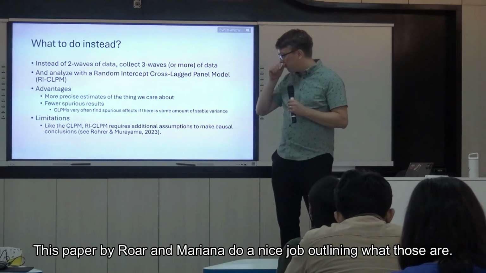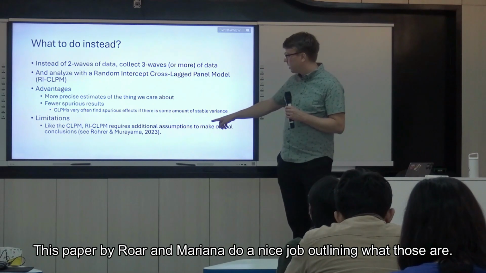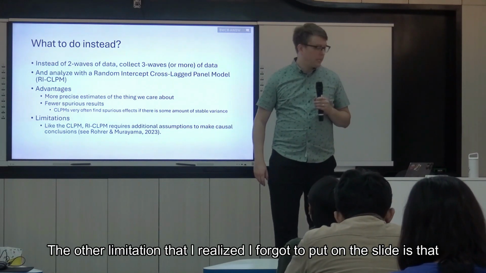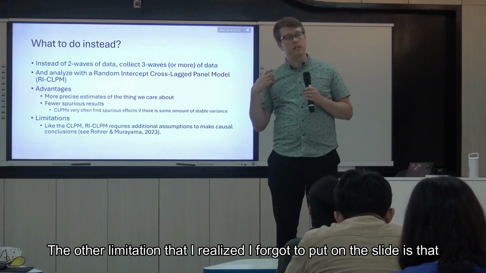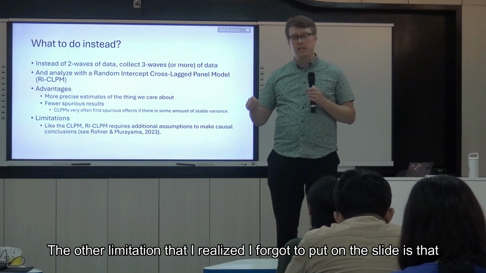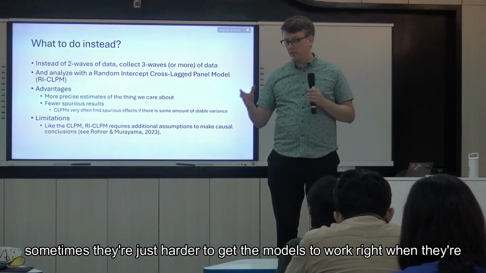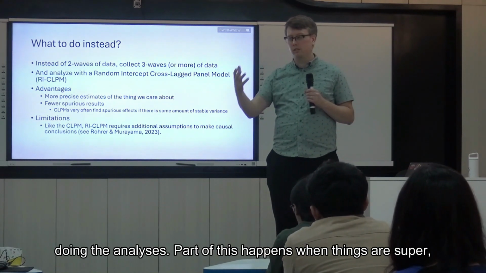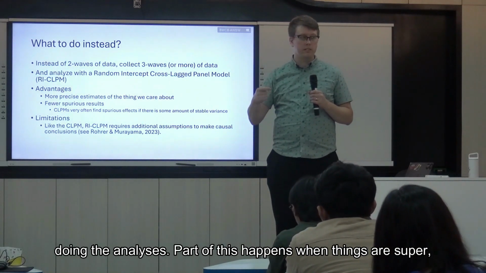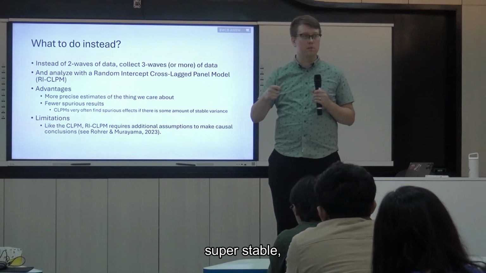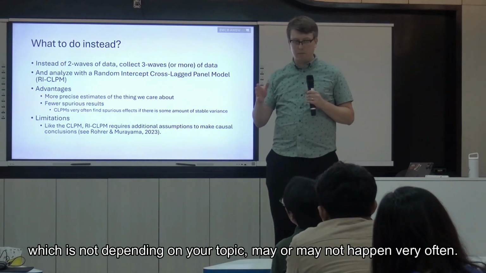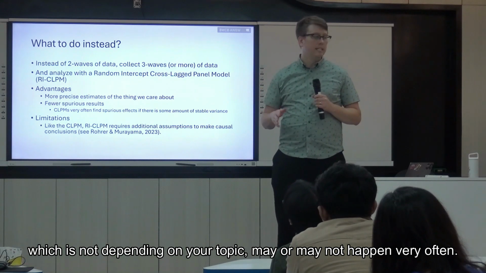The limitations here is that you still require additional assumptions to make causal conclusions. This paper by Roar and Mariana do a nice job outlining what those are. The other limitation that I realized I forgot to put on the slide is that sometimes they're just harder to get the models to work right when you're doing the analyses. Part of this happens when things are super, super stable, which, depending on your topic, may or may not happen very often.